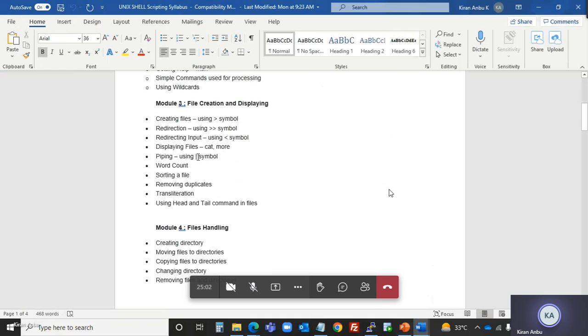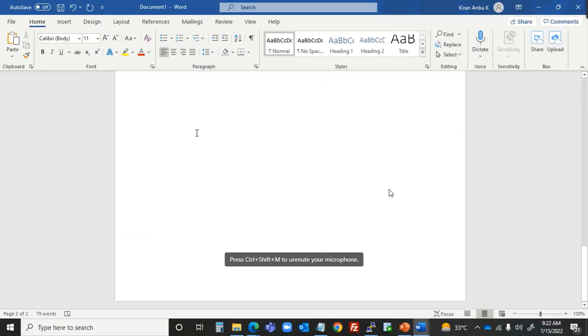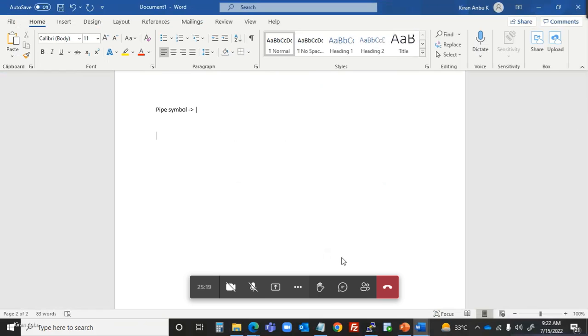Okay, so now I will talk about this pipe symbol. So this is the pipe symbol. What will it do? You have seen that mostly I showed you examples with only one command, like ls -ltr, echo some message, cat filename. But with pipe you can use two or more commands together. So that's the reason for this pipe.